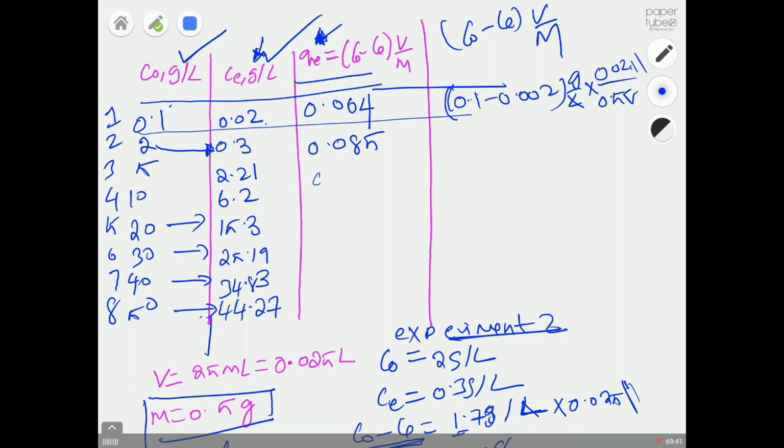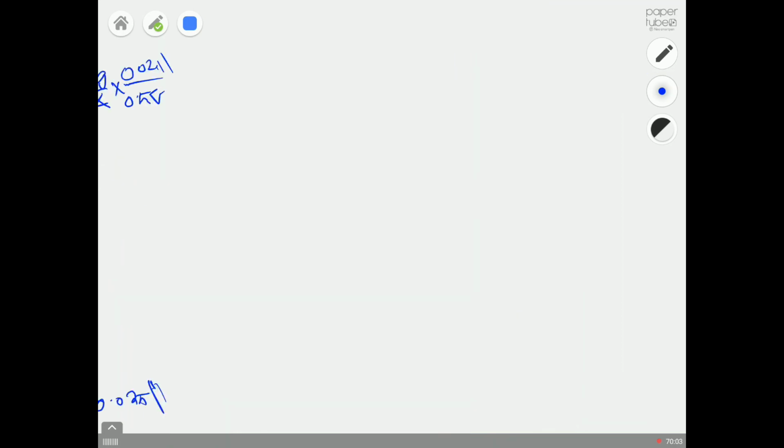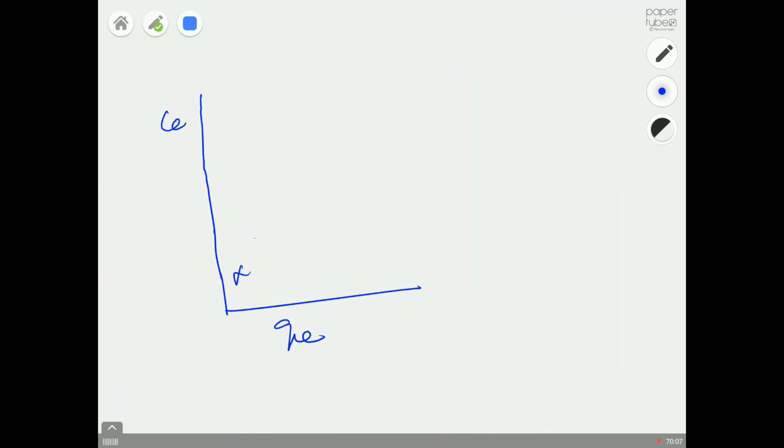We already calculated this one, 0.1395, 0.19, 0.2585, and then 0.2865. So if you plot CE versus QE, you will get something like that. This is called adsorption equilibrium data.